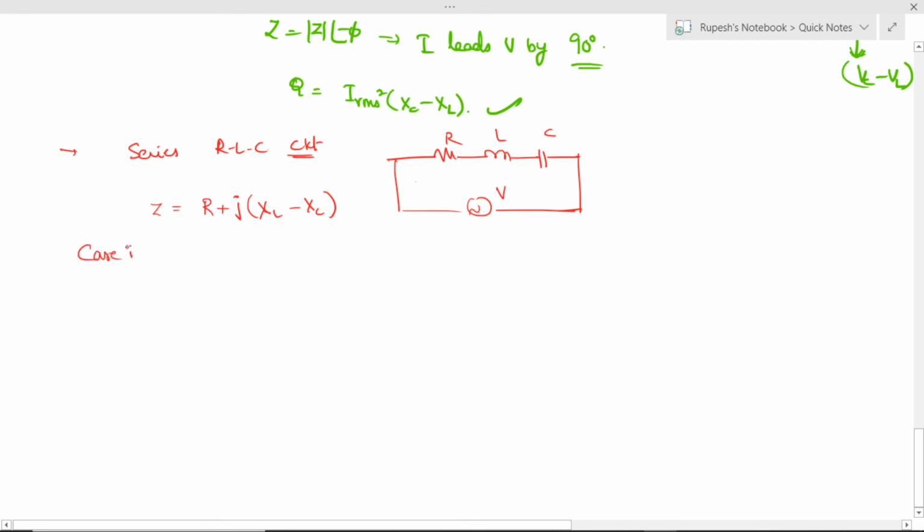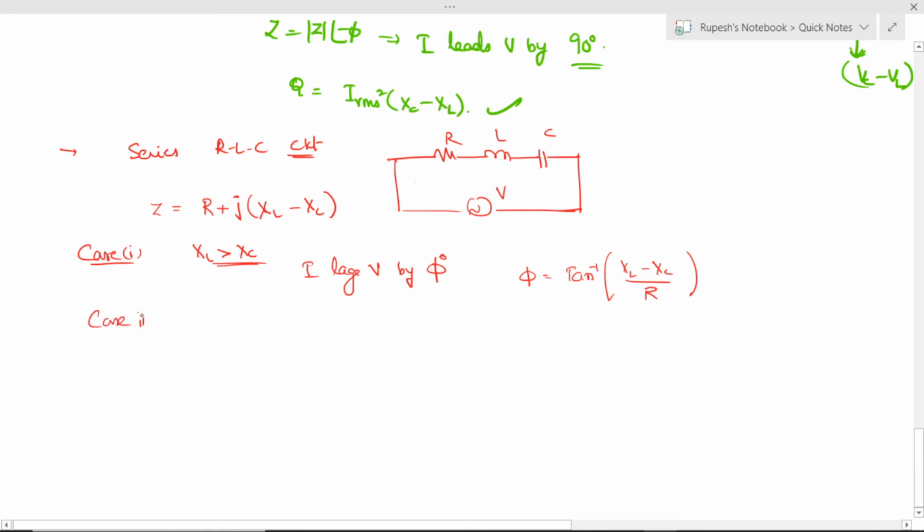Let us take case 1. If XL is greater than XC, I lags V by phi degrees, where phi is the angle between the source voltage and the current I, the total current flowing through the three elements. So here the phi is tan inverse of XL minus XC by R.